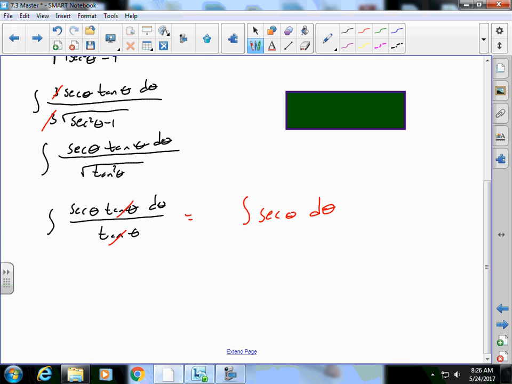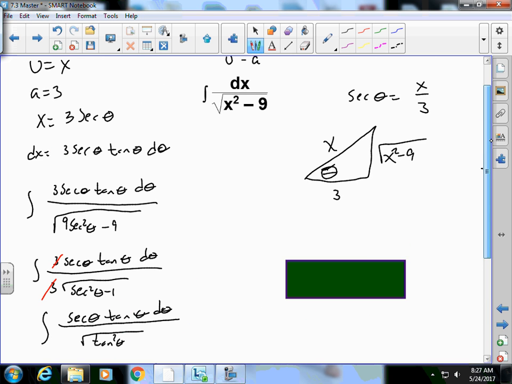So with that, we would have to go back to the chart, to that page that has all our integrations that I'm going to give you for the test, and we should then see, and after a while remember, that the integration of secant theta is the natural log of the absolute value of secant theta plus tangent theta. Let's write this a little nicer. Plus a constant.